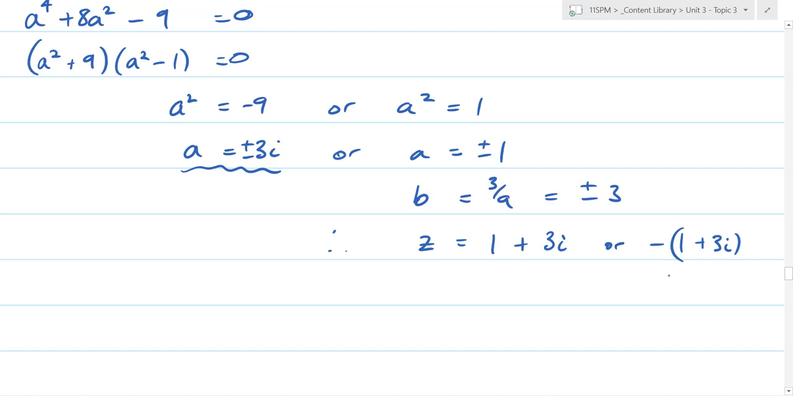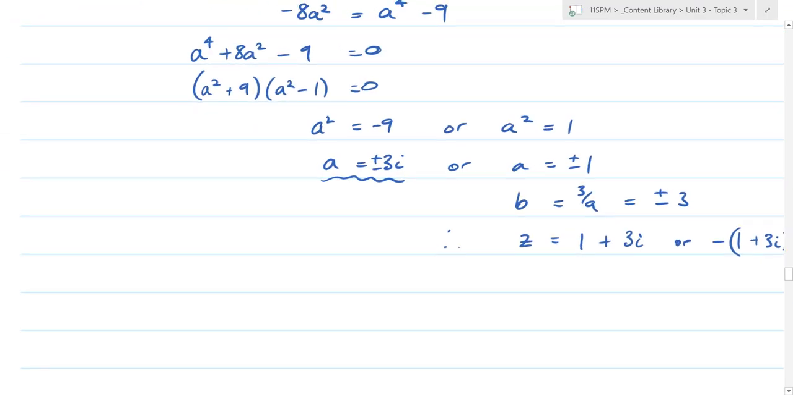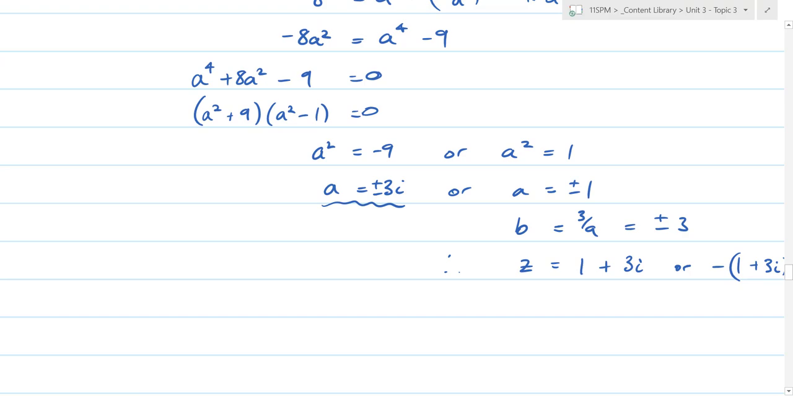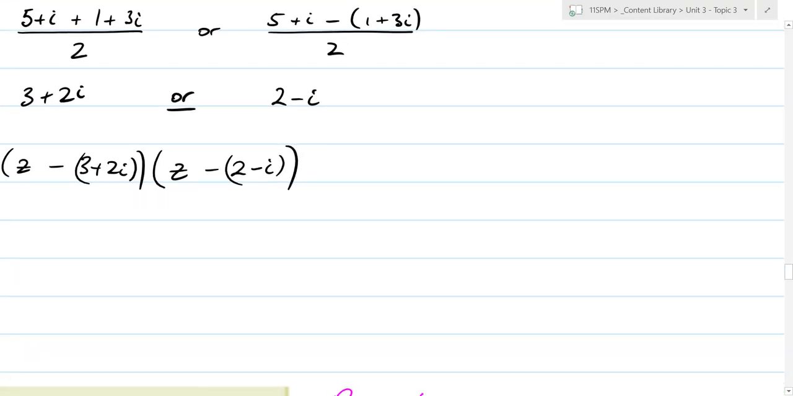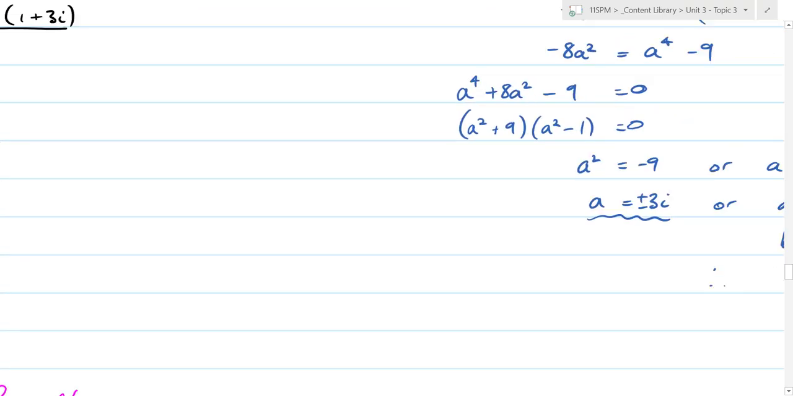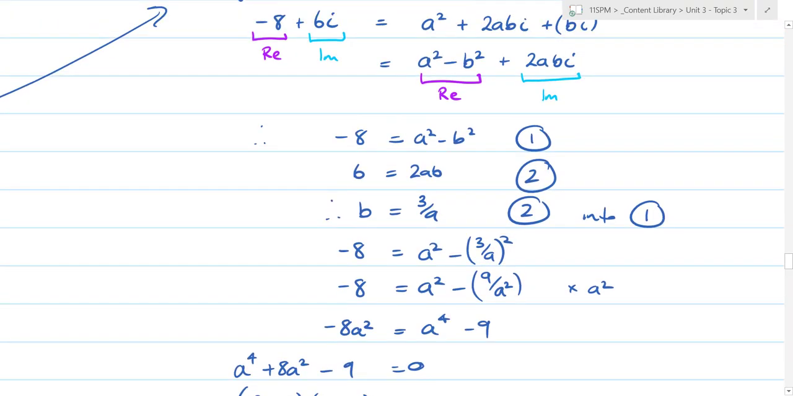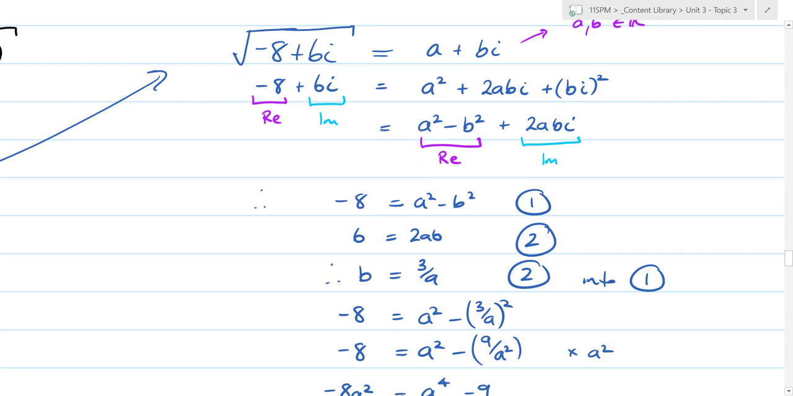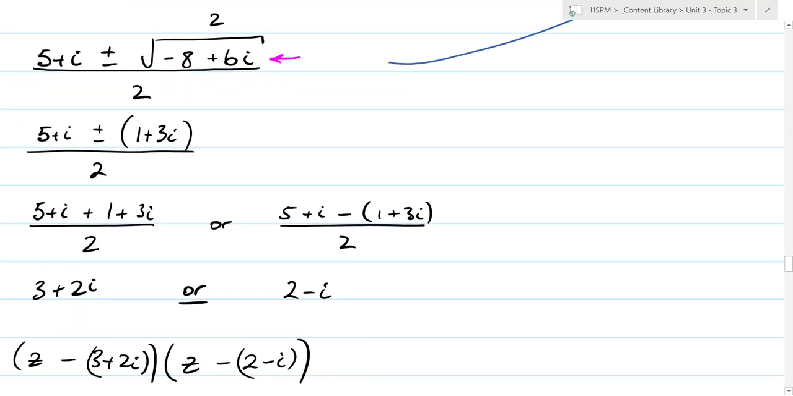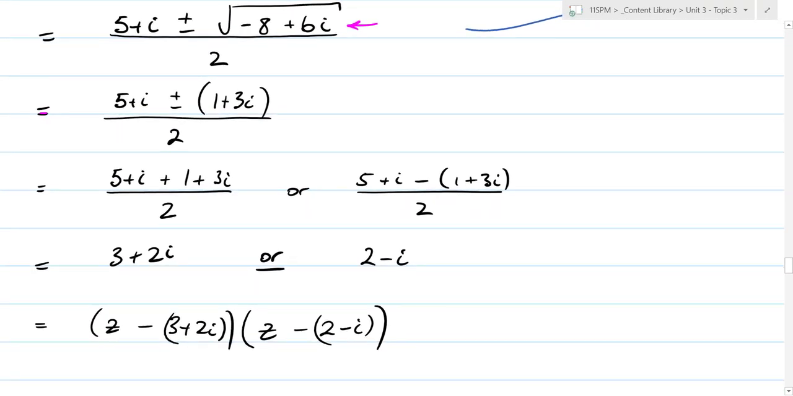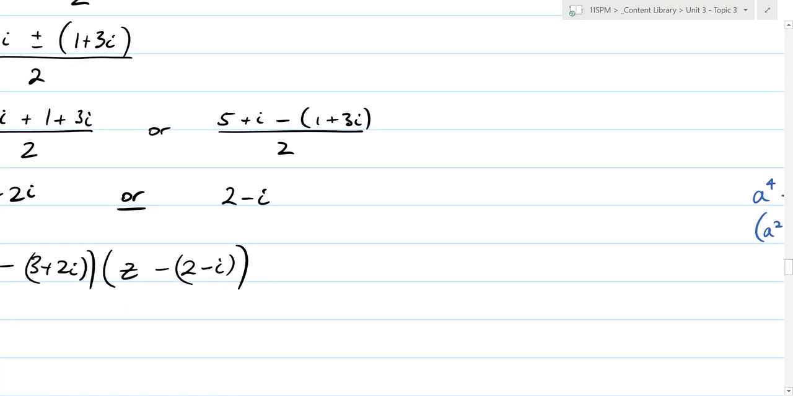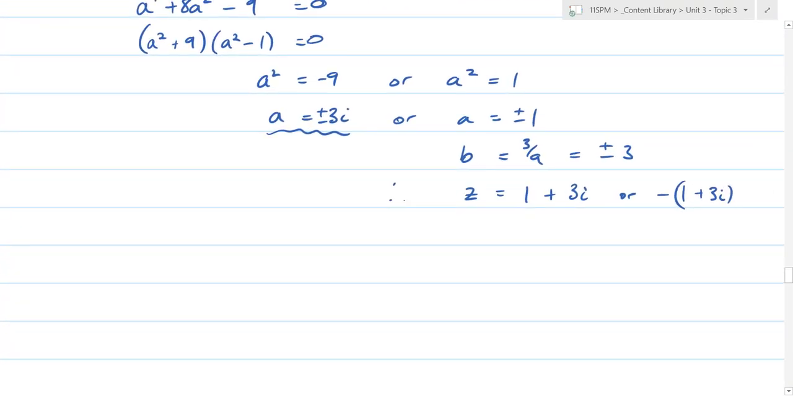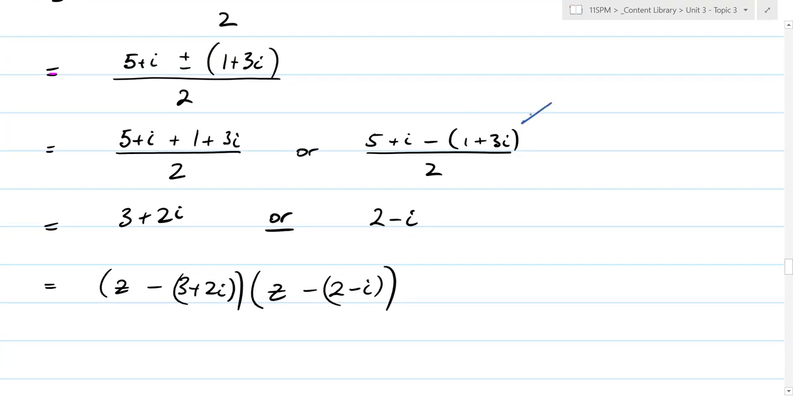I get the same answer there. What answer do we get over here? 2 minus i. Where's that come from? Oh, yeah. Okay, yeah, I see. Yes, that's right. Okay, got it. Then we put that or that into here, and that gives us 3 plus 2i or 2 minus i. Is that all right?